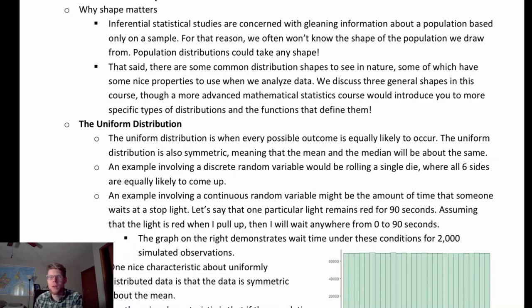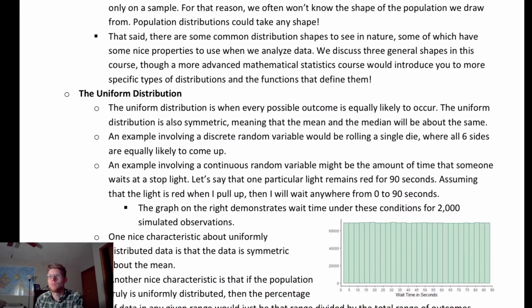So here's an example where we let the random variable be the amount of time that someone might wait at a stoplight. Let's say that one particular light remains red for 90 seconds. Assuming that light is red when I pull up, I will wait anywhere from 0 to 90 seconds. And that should be represented approximately with a uniform distribution. Possibly there might be a little bit of a change right over here, depending on if I'm arriving right as it's turning green, or maybe at the end. But for the most part, it should be about uniform for most of that 90 range.